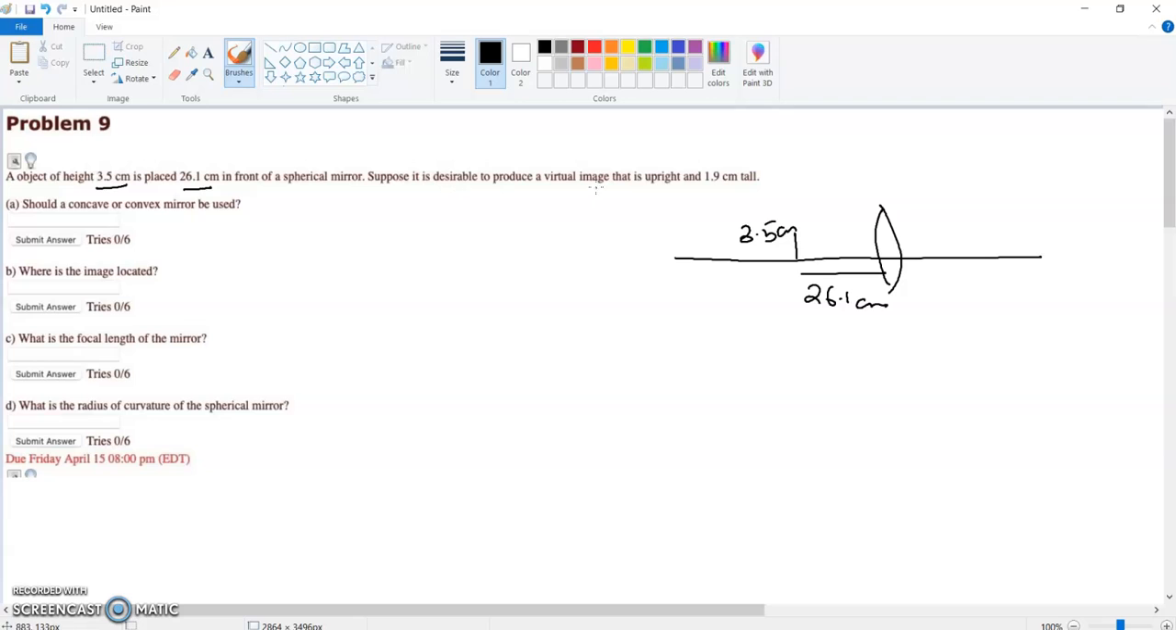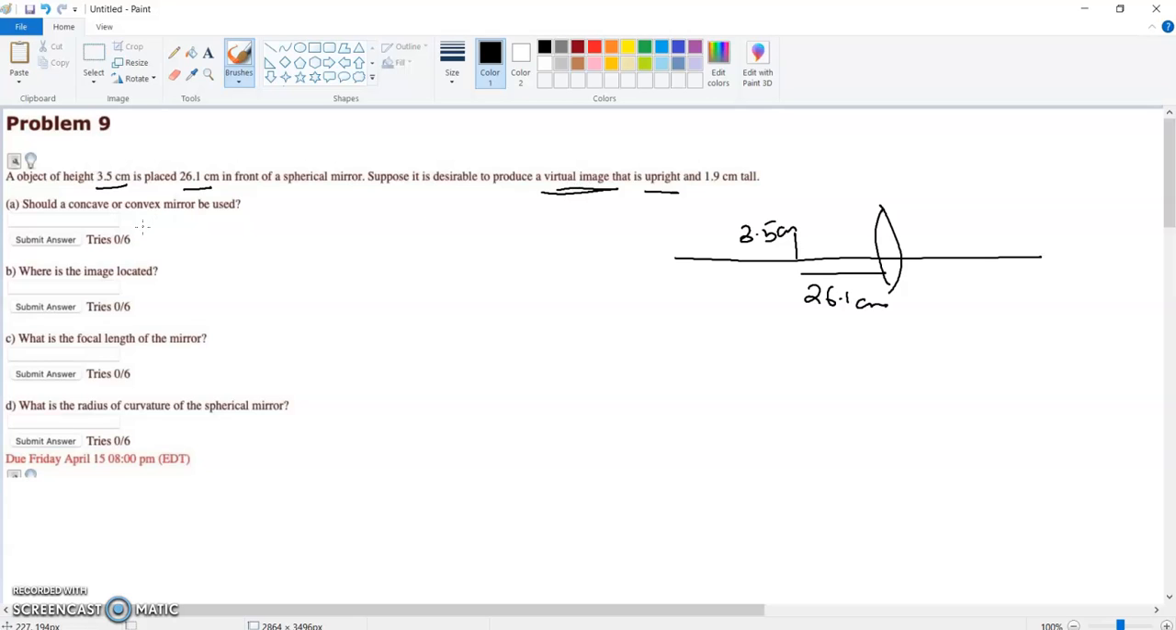Suppose it is desirable to produce a virtual image that is upright and 1.9 centimeters tall, right? So the first thing is that the image is going to be virtual and it's going to be upright, and it's 1.9 centimeters tall. The first part says, should a concave or a convex mirror be used?